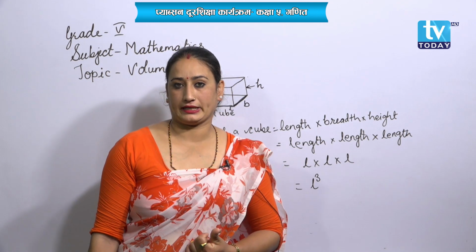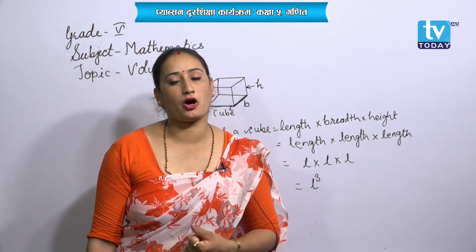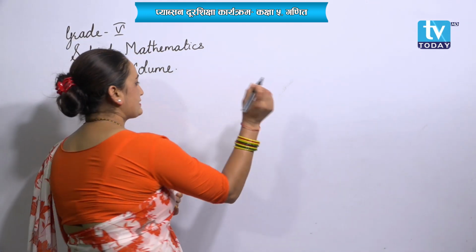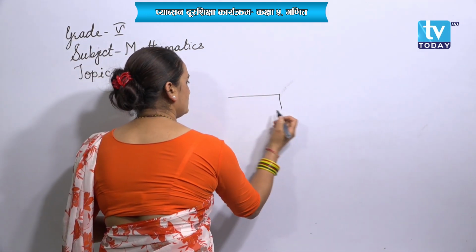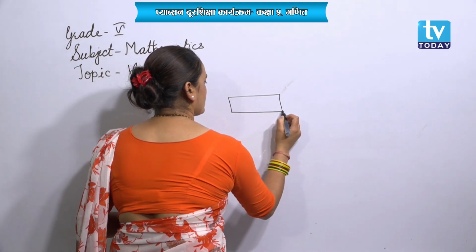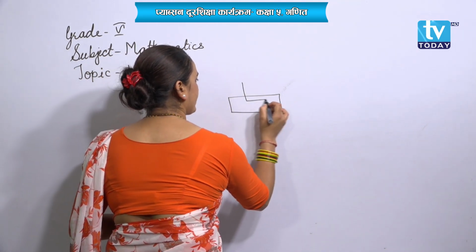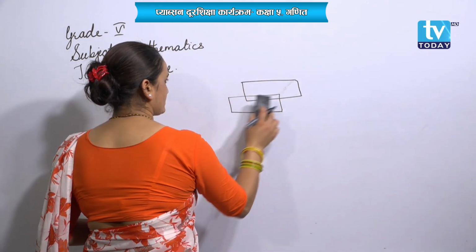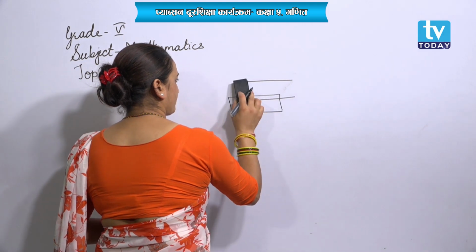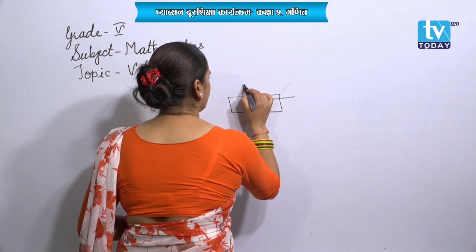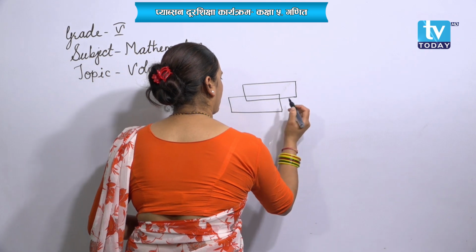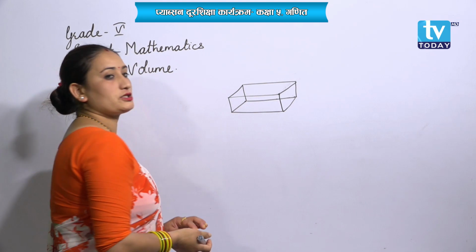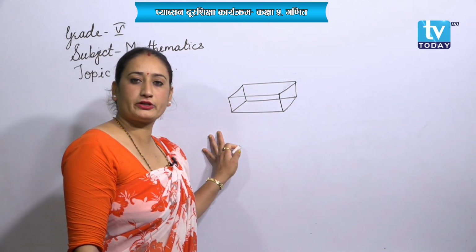So, same as here, we have another topic: volume of a cuboid. Let's have a look. Please draw the picture first of all. Same as before, please draw 2 rectangles. I hope you can draw it easily, right, students? Okay, join the corner points like before.